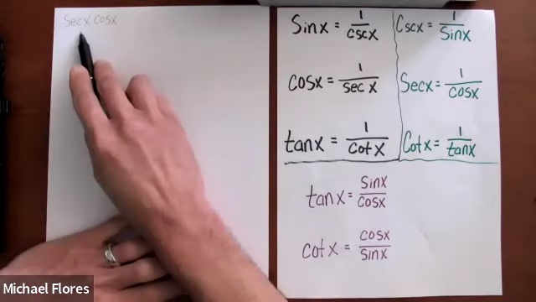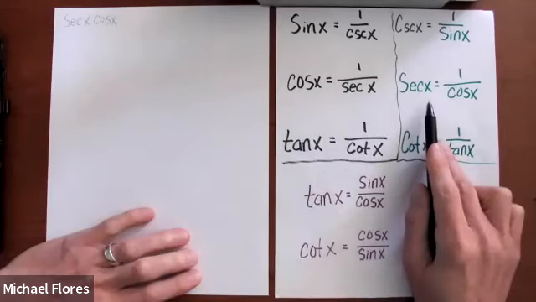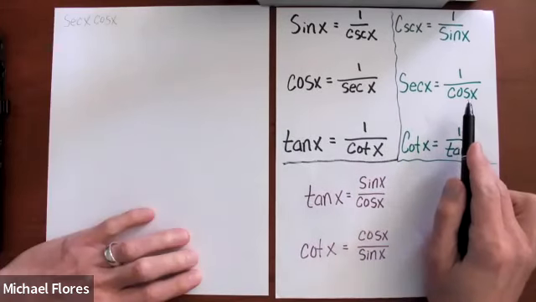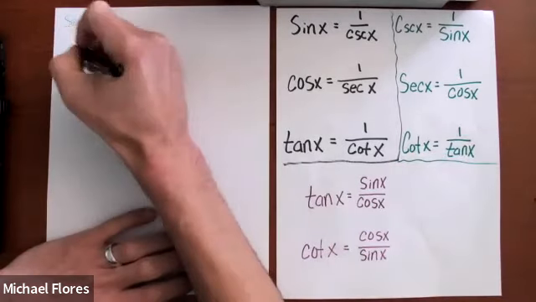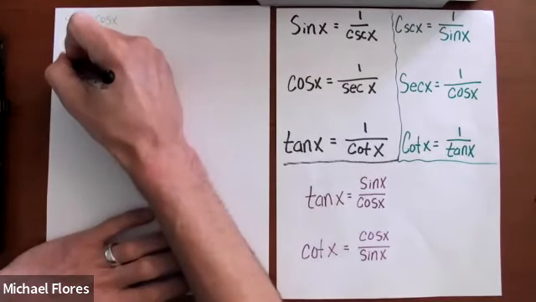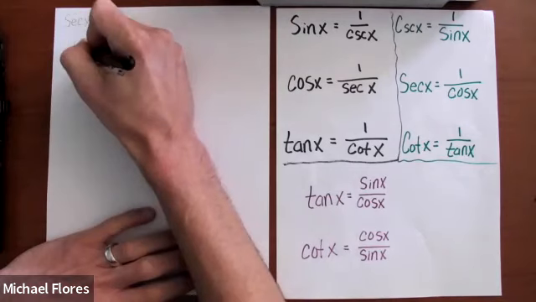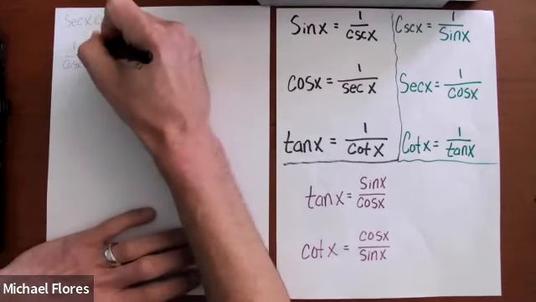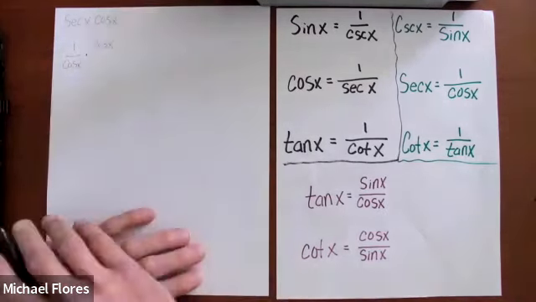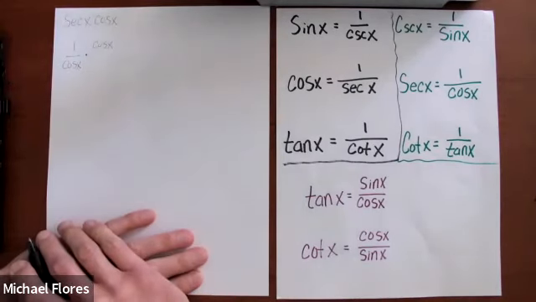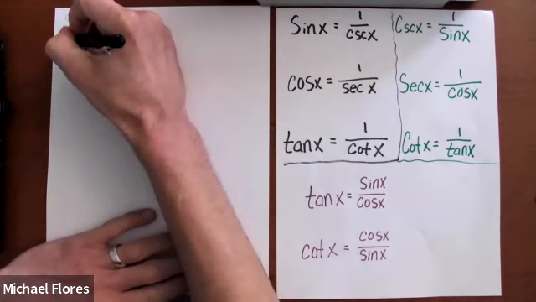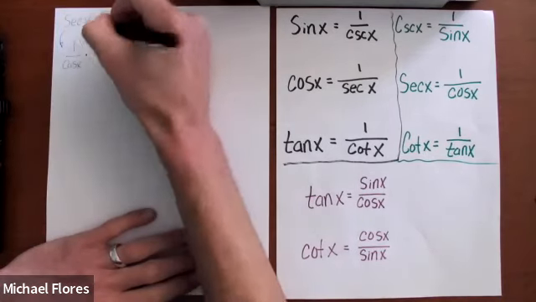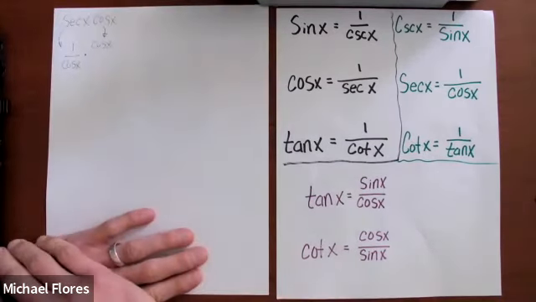So secant of x, in your notes, secant of x is equal to 1 over cosine of x. Yes? So I'm going to change secant of x to 1 over cosine of x times cosine of x. So secant of x, I changed to this. I kept cosine of x, cosine of x. You see what I did?